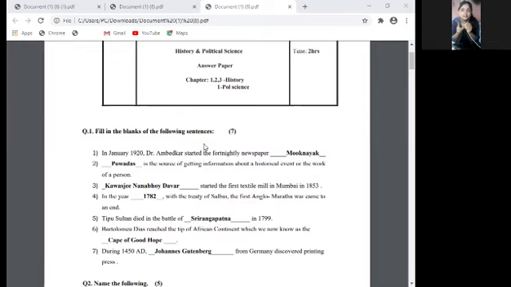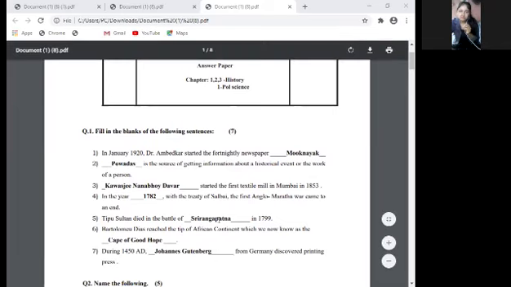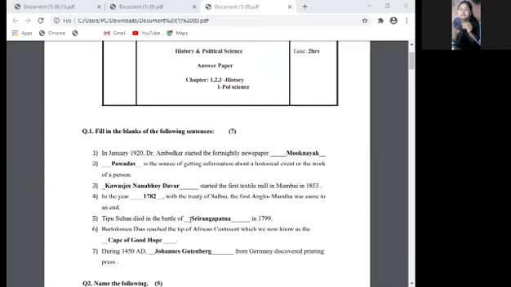First is fill in the blanks of the following sentences, which consists of 7 marks. You will be getting 1 mark each if all your answers are right as given per this answer sheet, and your fill-up spellings should also be right. Okay. The first answer is Mook Nayak. Second is Povadas. Kawasji Nanaboy Dawa.